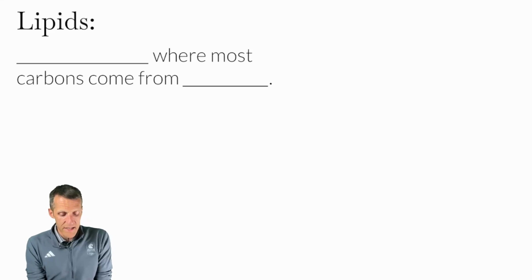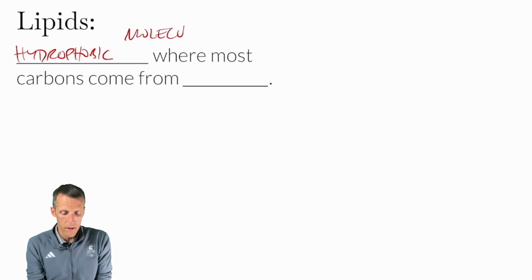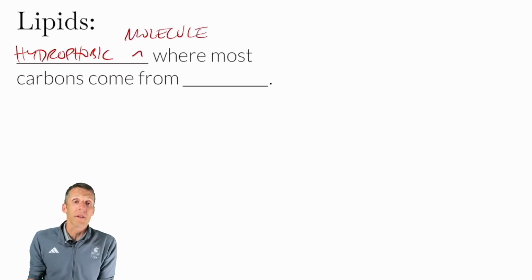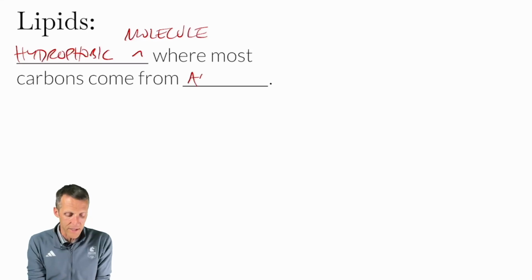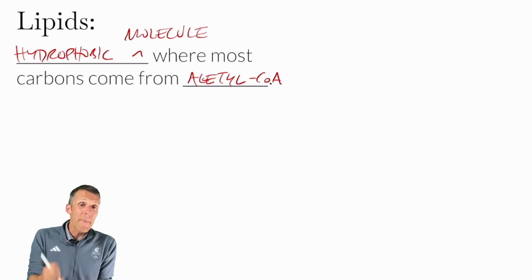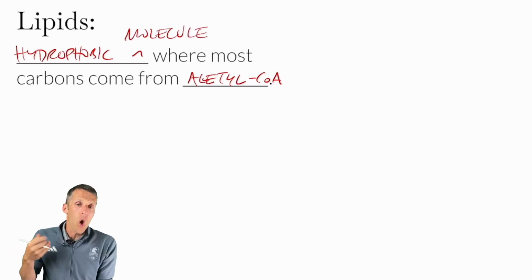So a lipid is a hydrophobic molecule. Clearly did not leave myself enough space there. But it's a hydrophobic molecule where most of the carbons come from acetyl-CoA. So this is a metabolic definition. We're saying it's hydrophobic and its carbons come from acetyl-CoA. What in the world does that mean?